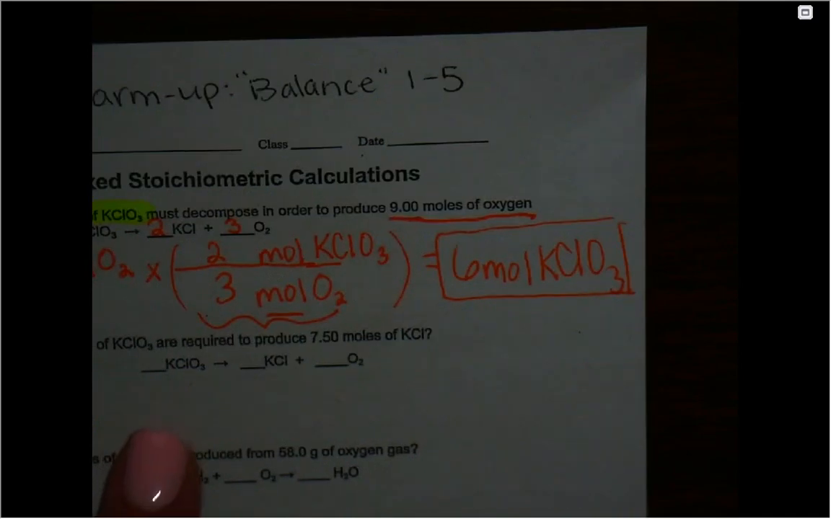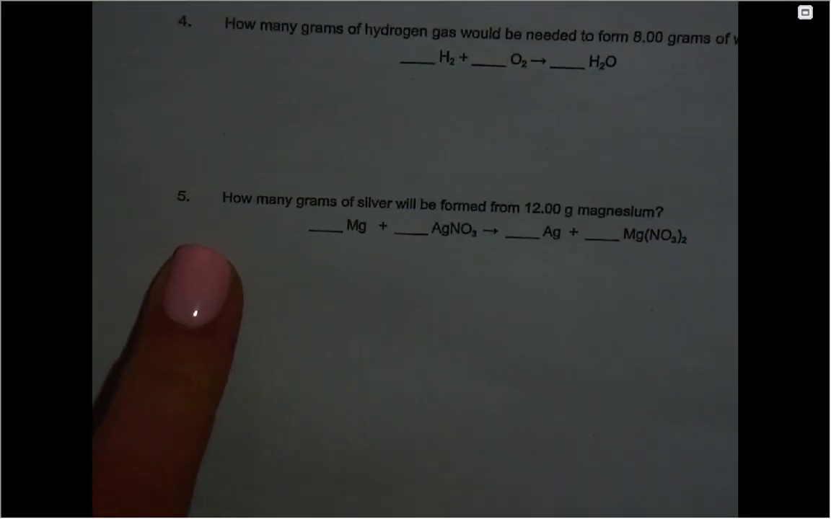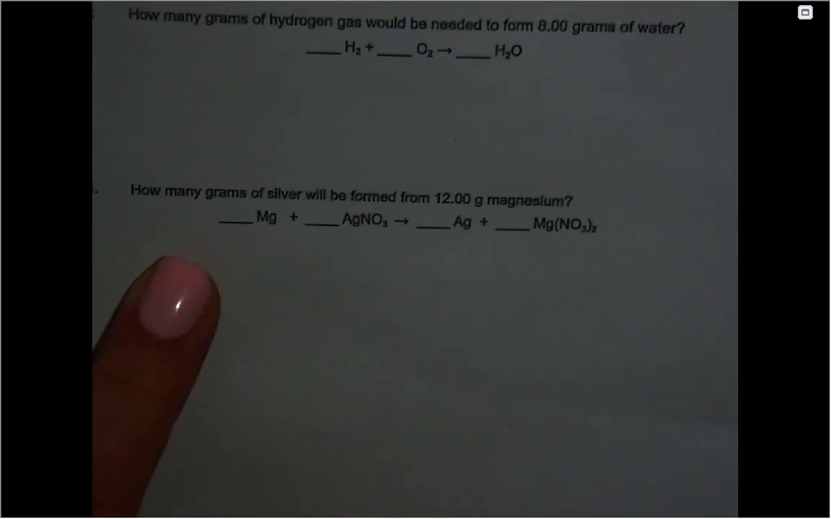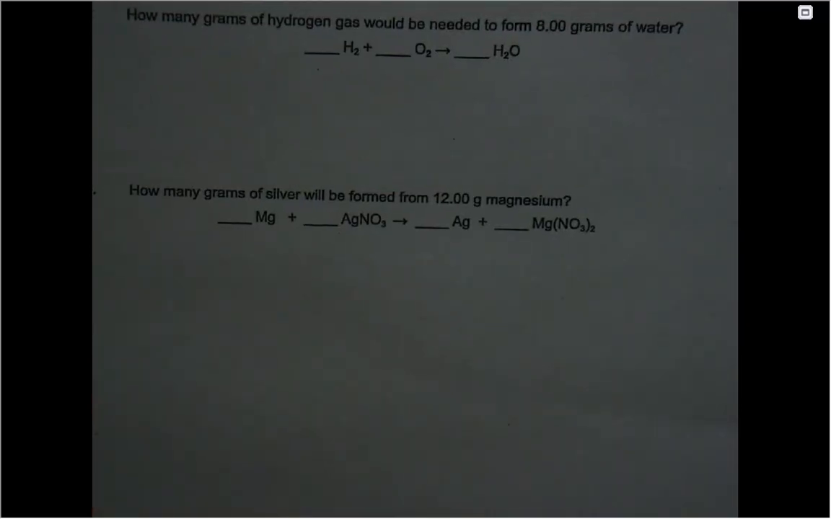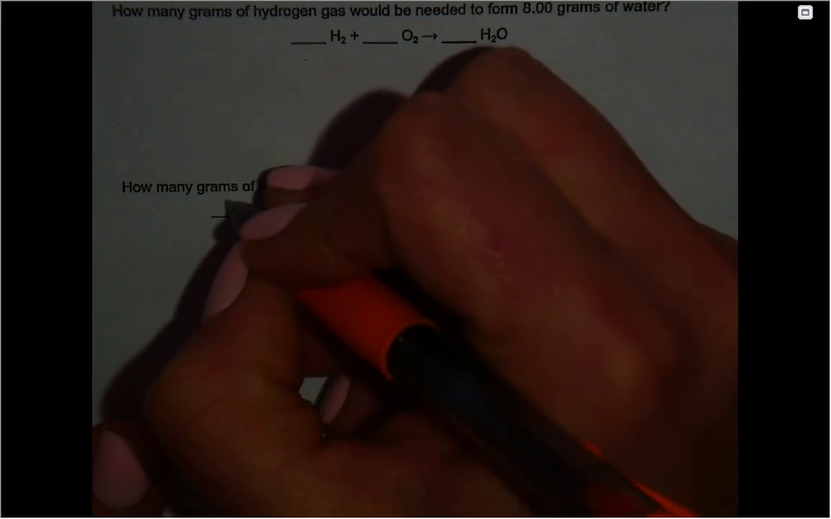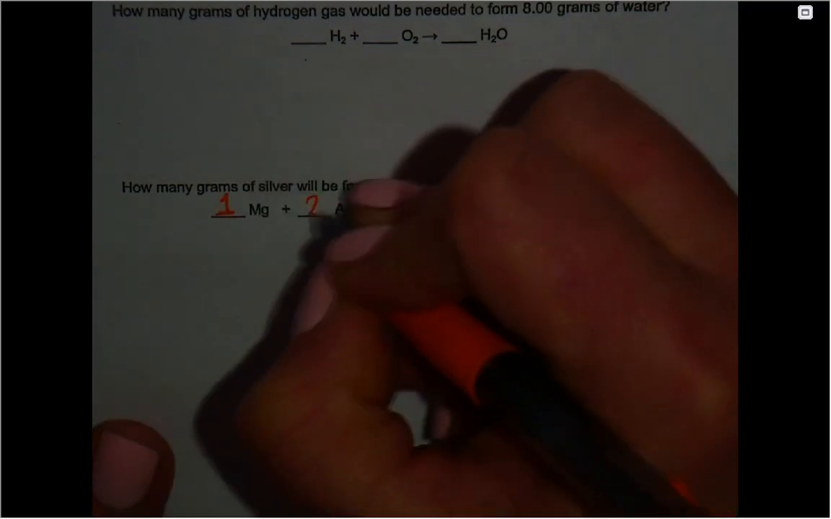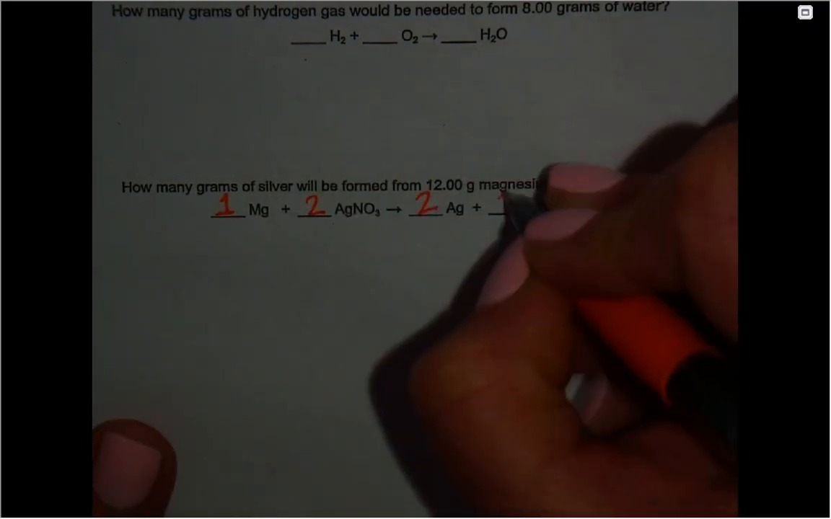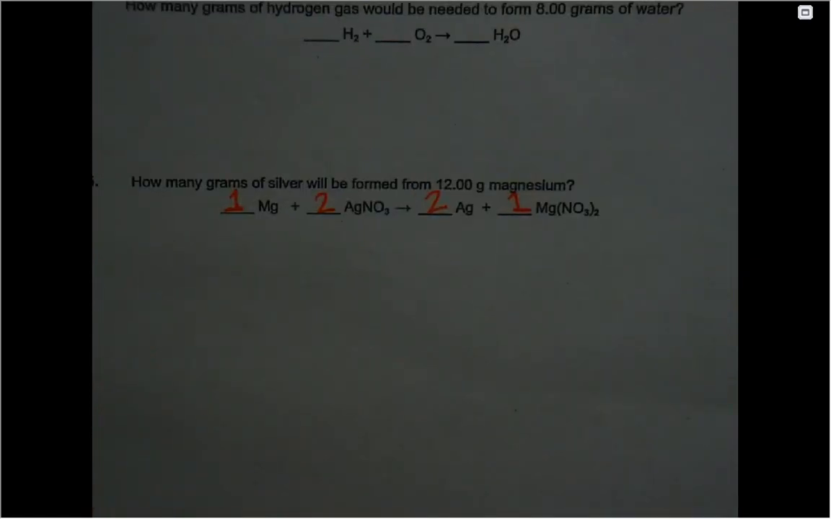All right, so number 5. Skip down to number 5 with me real quick. Okay? So for number 5, what coefficients did you get down here? 1, 2, 2, 1. That's absolutely correct. 1, 2, 2, 1. All right.